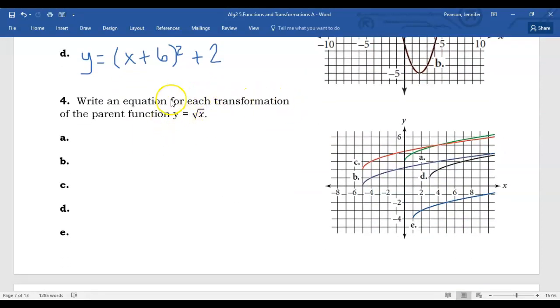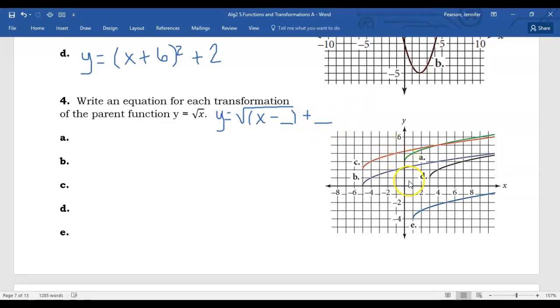If I look at problem 4, it's actually the exact same setup, but these are all square root graphs. It tells me the parent function right here is the square root of x. So it's going to look the same, y equals, it's going to have a square root, and then inside the square root, it's going to be x plus or minus some number for our side to side, our left and right horizontal movement. We close that parentheses right at the end of the bar, and then at the back we're going to have plus or minus some number to make the graphs move up and down.